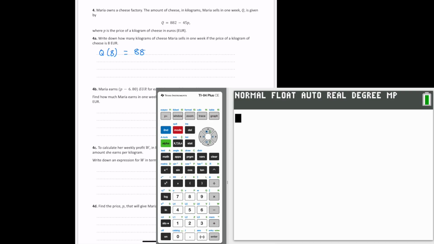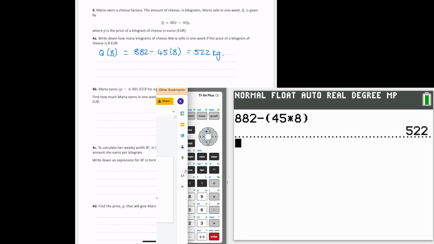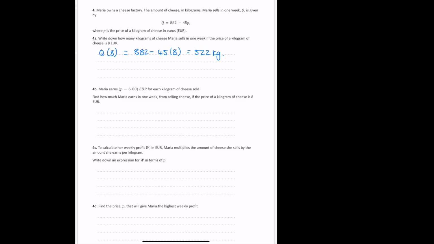So it's 882 minus 45 times 8. And then I can type that into my calculator if I want. 882 minus, and then I'm using the bracket function there, 45 times 8, and it's 522. So she sells 522 kilograms of cheese. Always make sure that you've got your units there as well.